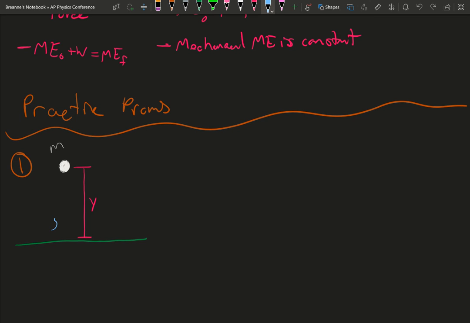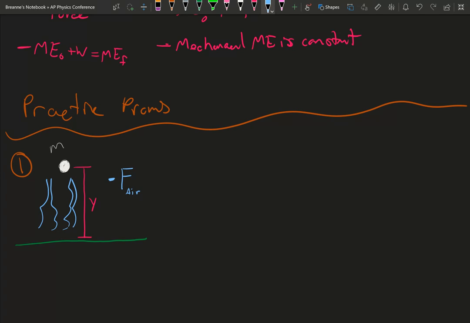So it's a windy day. We're going to have some type of air friction. Now remember, air friction slows it down, so that's going to be a negative force.